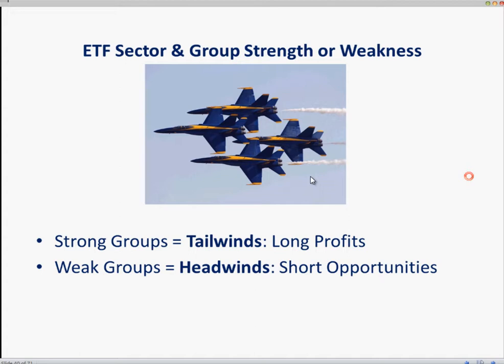Strong groups give you a tailwind. That equates to bigger profits on the long side. Zacks, Investors Business Daily, Standard & Poor's, they've all written white papers documenting that if you buy strong stocks and strong industry groups, your profits multiply. Now, they measure strength and weakness based on price momentum. We do something very different, as you'll see in a minute. But weak groups are a headwind. If you're investing on the long side in weak industry groups and sectors, you're bucking the trend. They're more likely to be profitable as short sales.